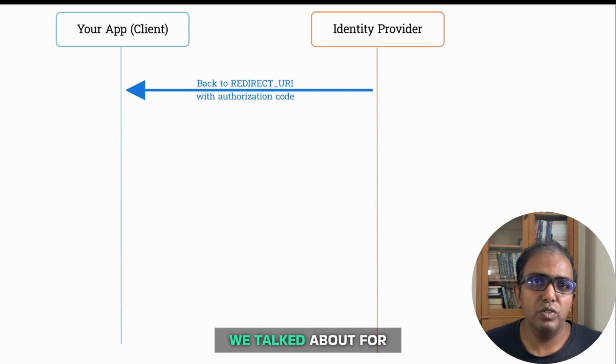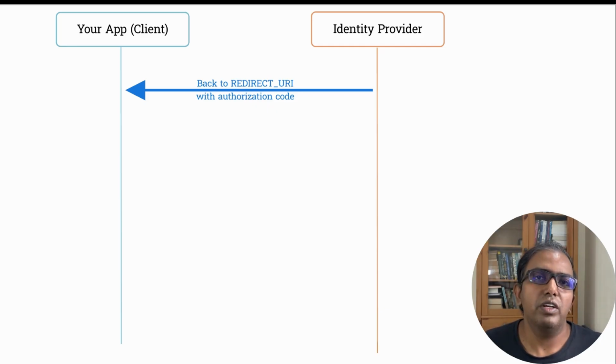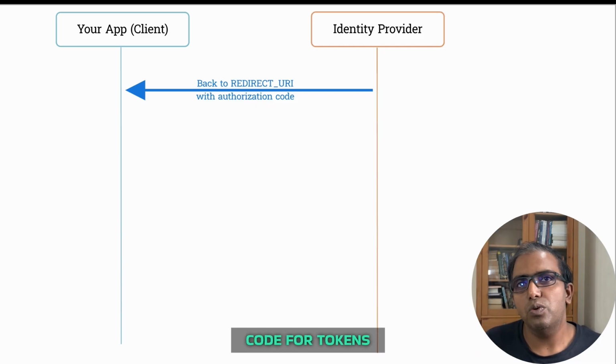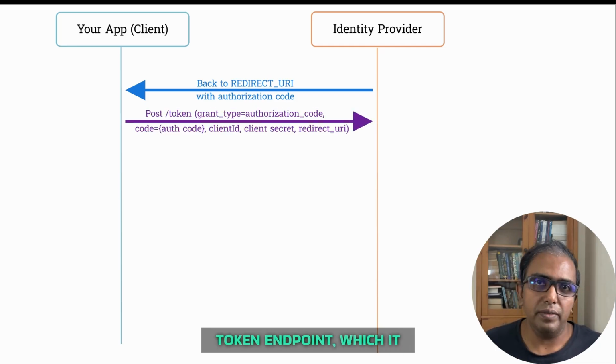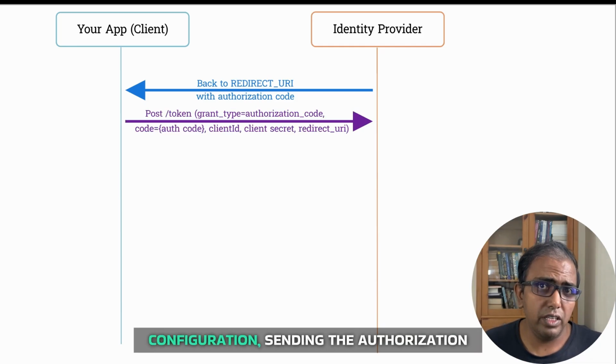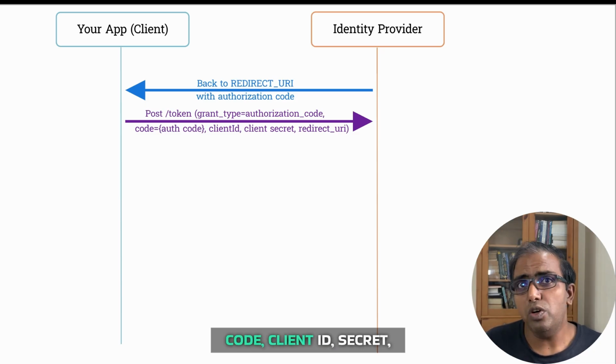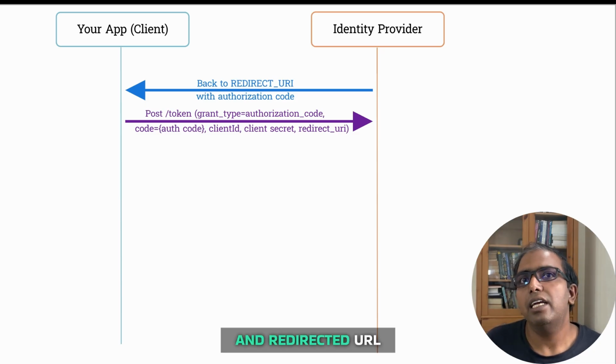Remember the authorization code we talked about for token exchange? This is exactly the code we were talking about. Your backend exchanges this code for tokens. It makes a secure POST request to the token endpoint, which it learned from the well-known configuration, sending the authorization code, client ID, secret, and redirect URI.